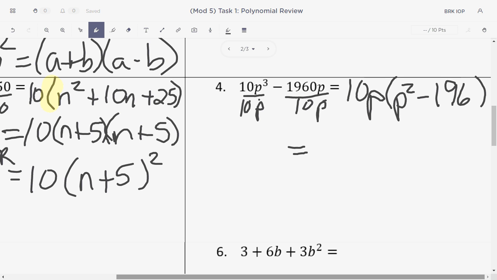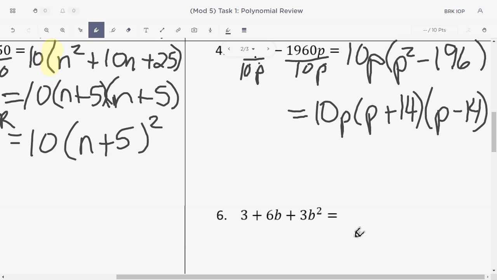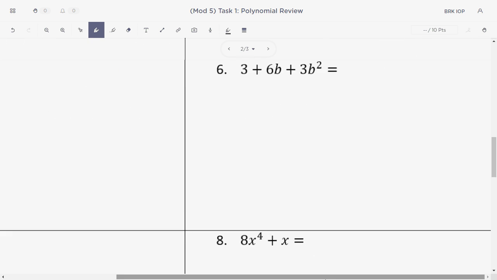And then 196 is a perfect square. It's the square of 14. So this is now going to be difference of squares. (p plus 14)(p minus 14). And then I'm done. So I pulled out the GCF of 10p, and then I did difference of squares. Pulled out the GCF and then did difference of squares. Pause here if you need to. I'm going to move on to number 5.